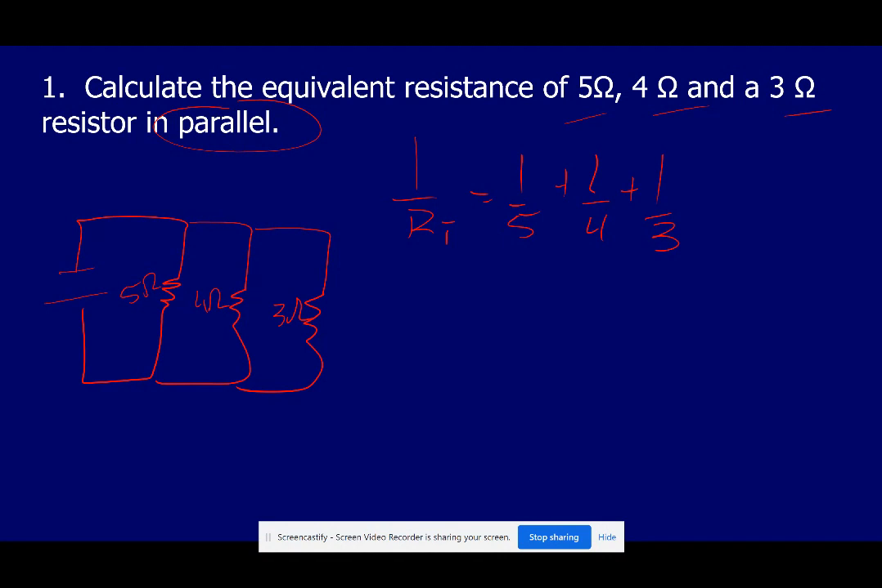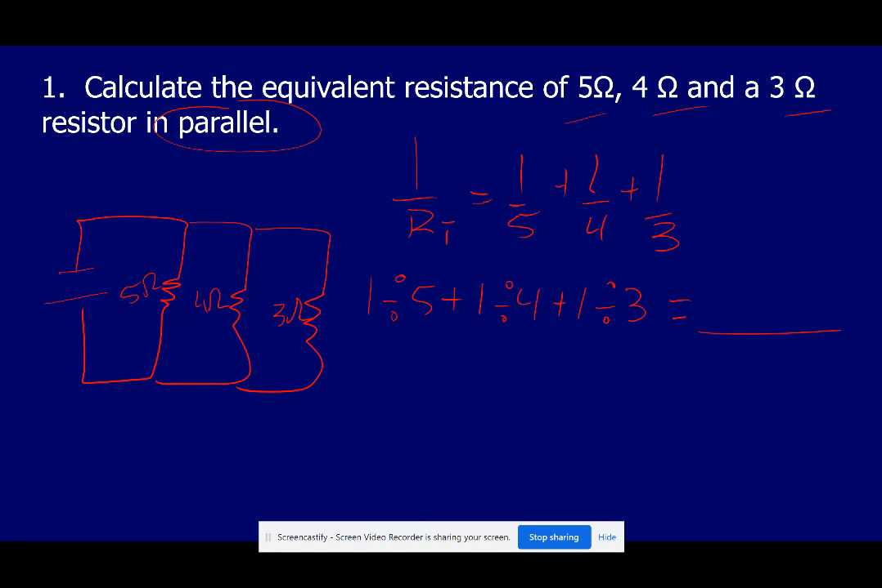Now, if you're really like using common denominators to add fractions, you could do that here, but that's pretty time consuming. Here's exactly what I type into my calculator: I type in 1 divided by 5 plus 1 divided by 4 plus 1 divided by 3, and then I hit equals. I'll pause here for a few seconds and give you a chance. It should be a decimal number for you. 0 decimal something.